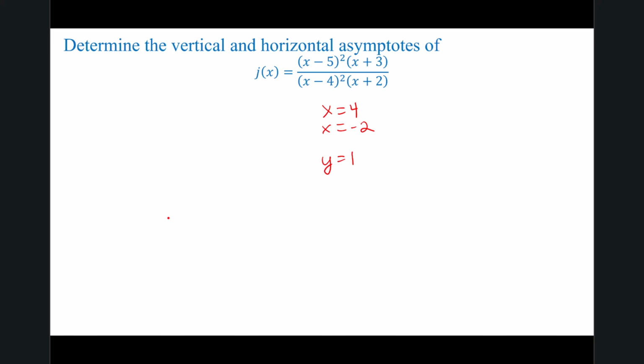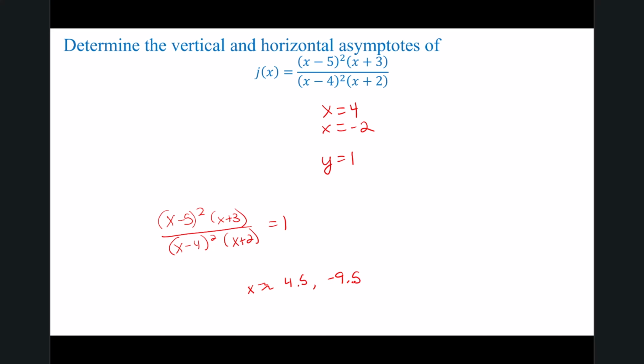Next, we need to decide if we cross that horizontal asymptote. And to do that, I can take my function and set it equal to 1. So my horizontal asymptote is 1, so I set it equal to 1. If I were to multiply both sides by that denominator, distribute everything out, and solve for x, I would end up with x is approximately 4.5 and negative 9.5.